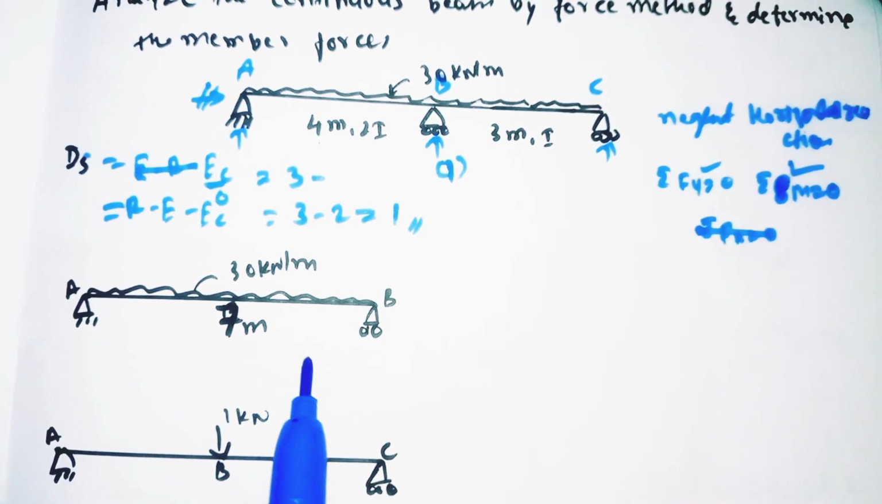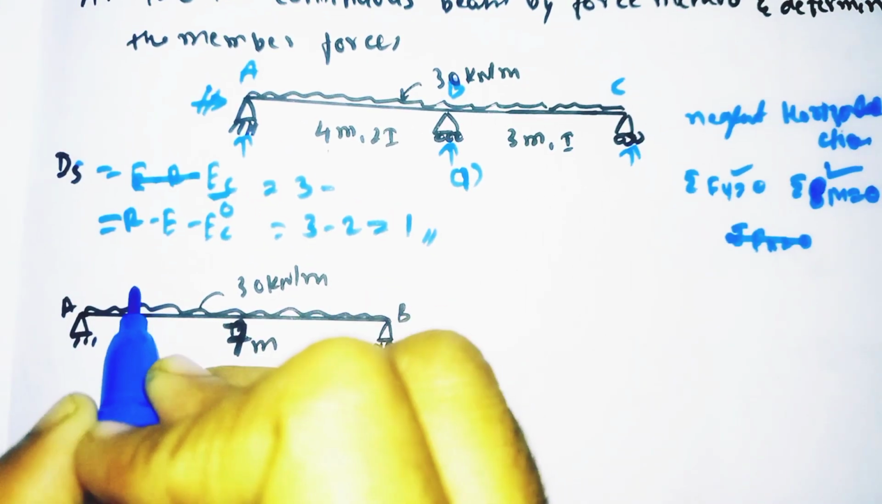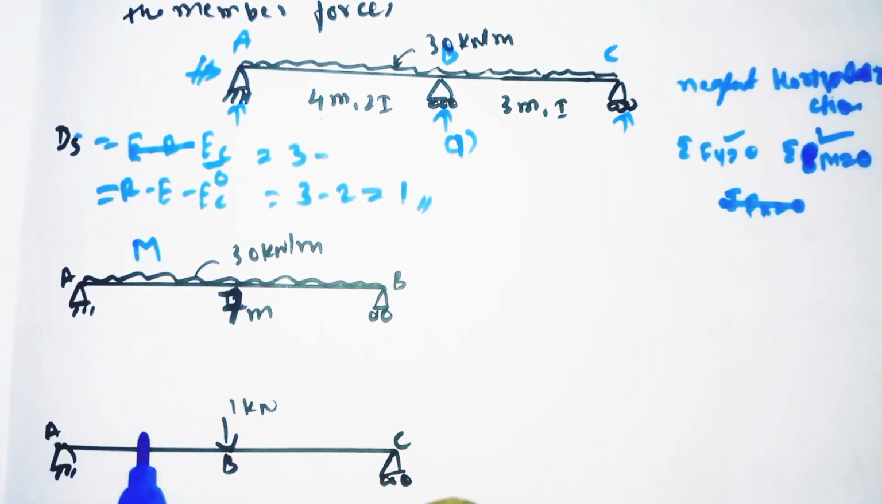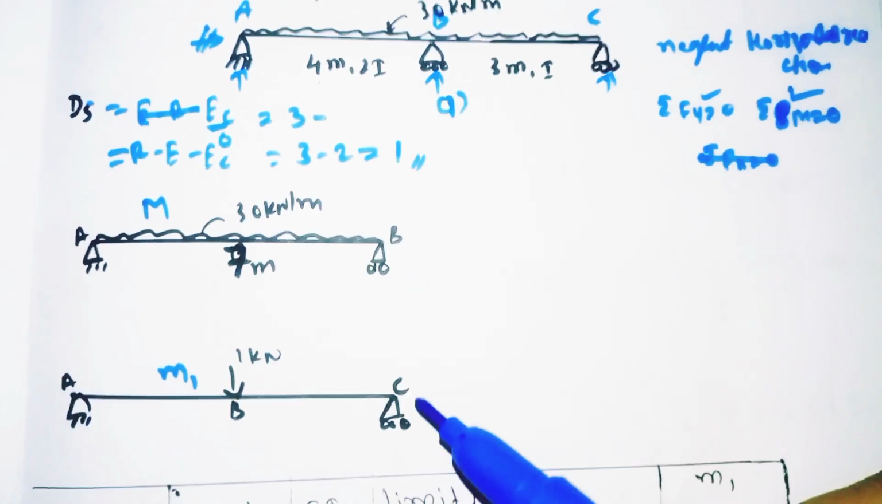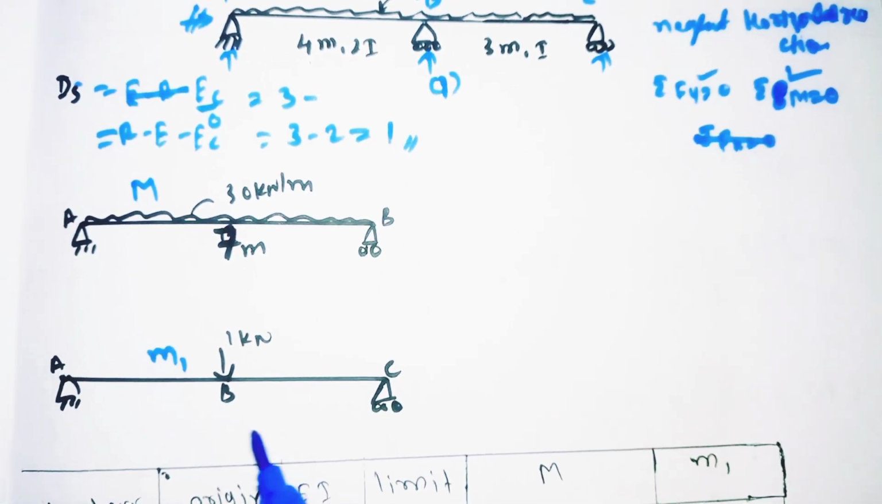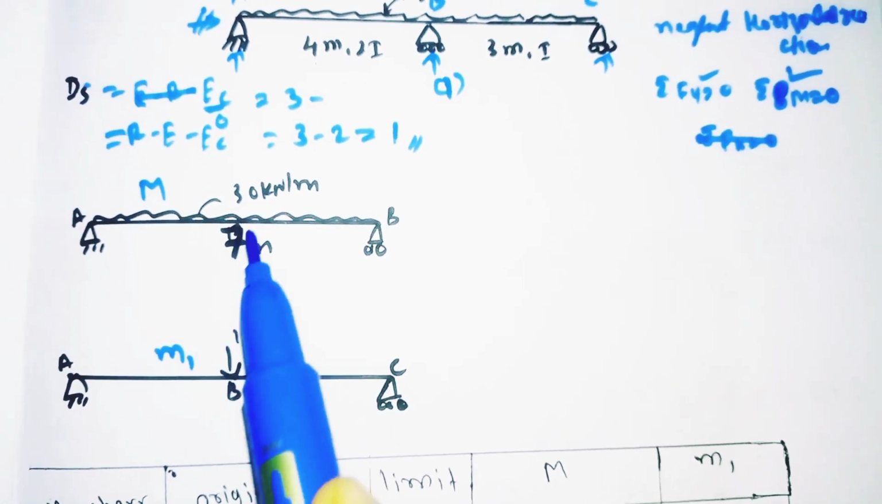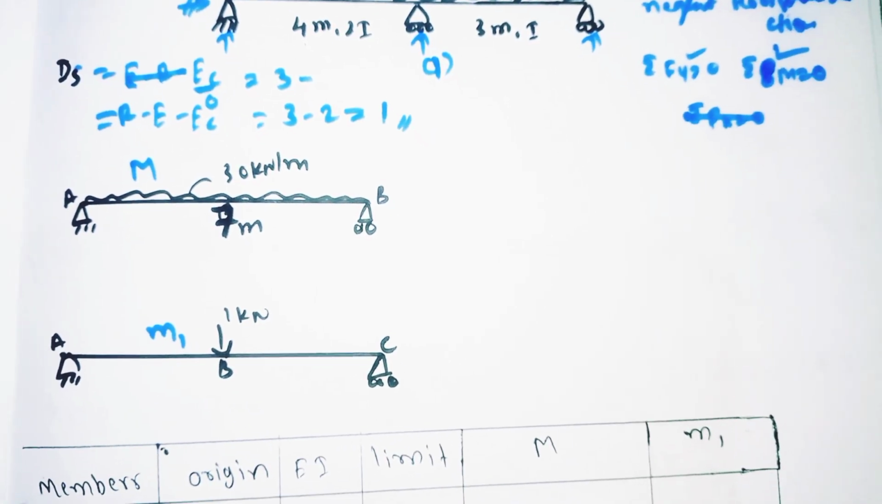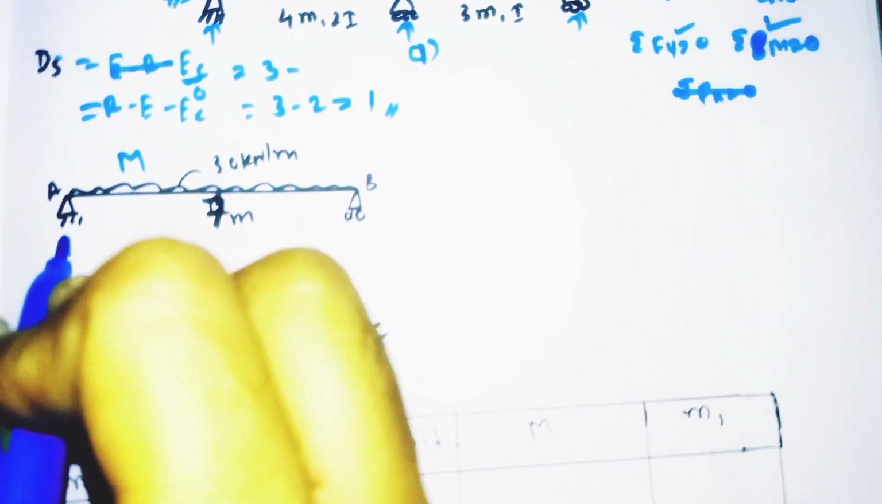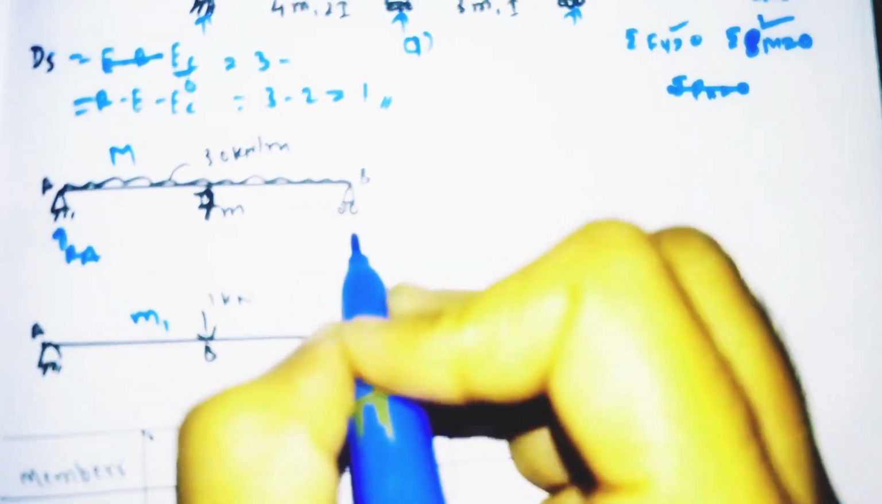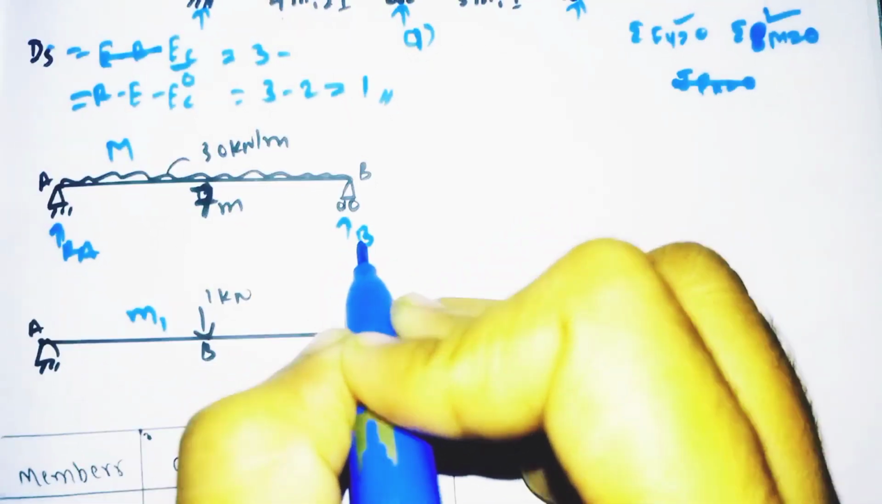So this structure is called M, capital M. This is called the M1. For this there will be two diagrams. One is this and one is M1. One is capital M, one is small m. So now we need to find the reactions for the two structures. So here RA takes place, here RC takes place.